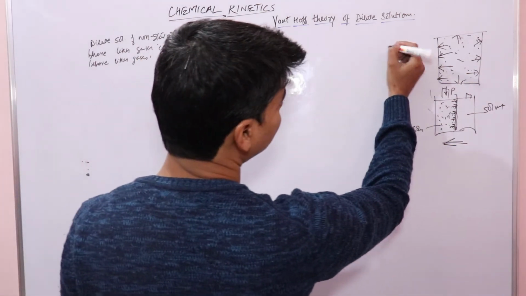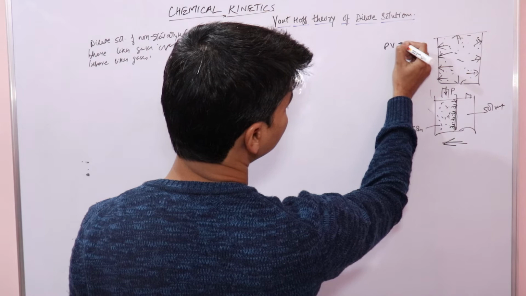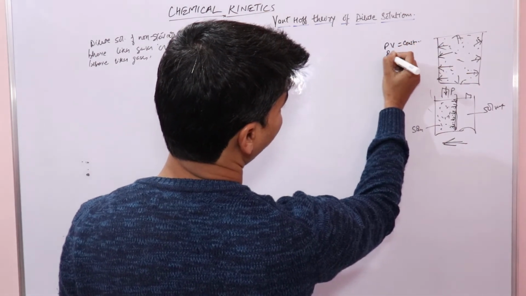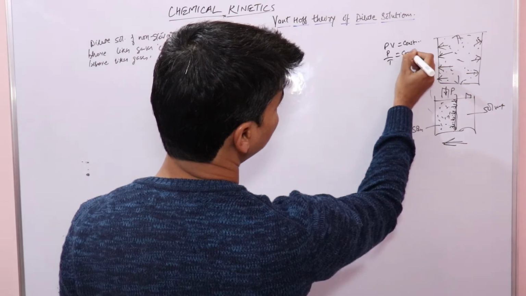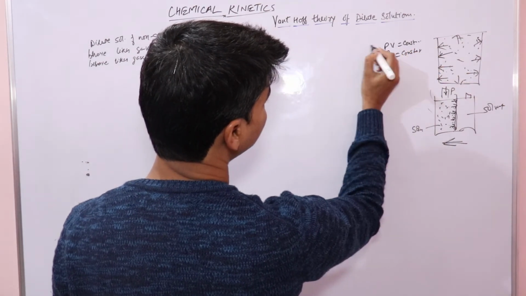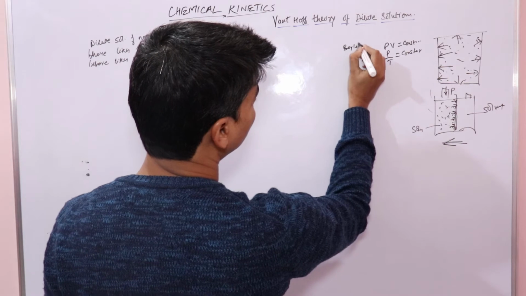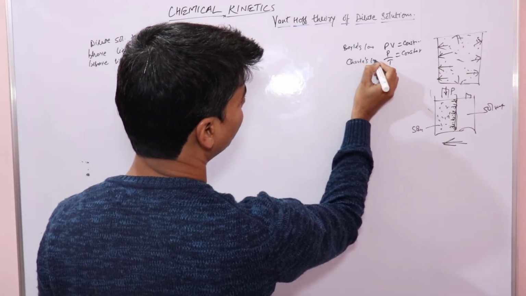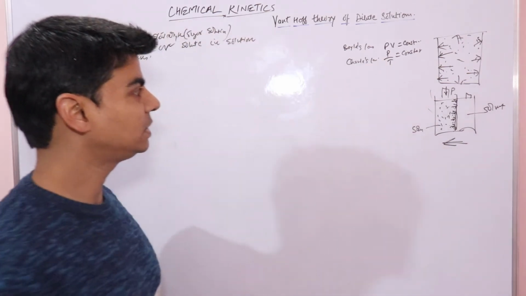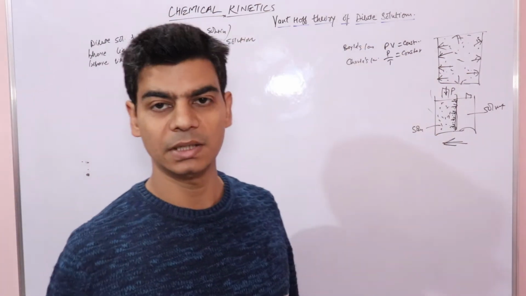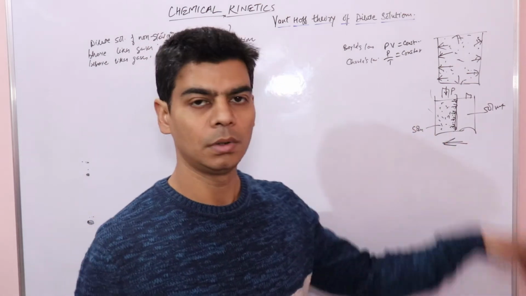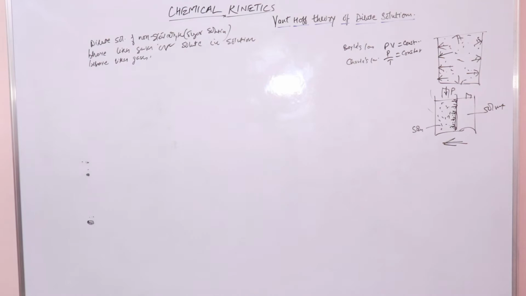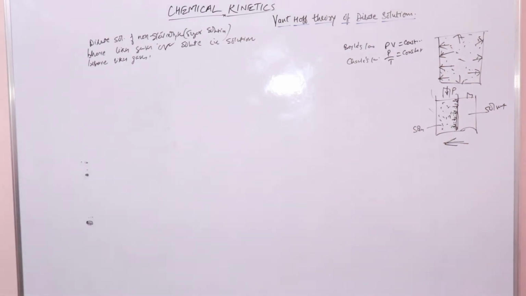Now we know that as per Boyle's law, in case of gases, PV is equal to constant, right? And P upon T is equal to constant. This is your Boyle's law, and this is your Charles' law, right? Now let's deduce the same relationship in case of solutions, right?